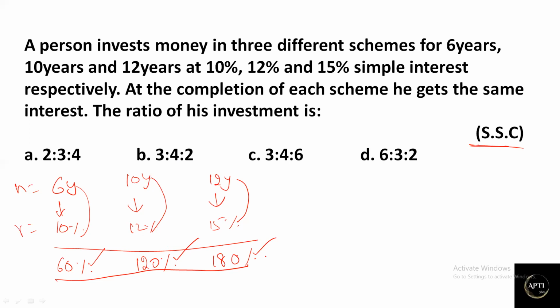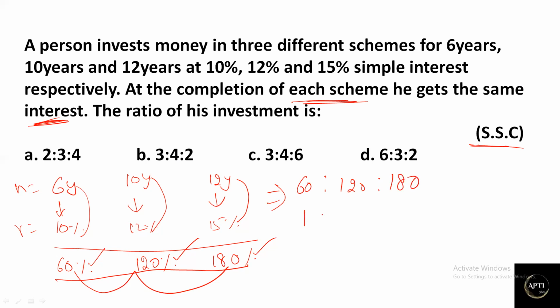But if you observe the question clearly, at the completion of each scheme he gets the same interest. Means after completion of the entire scheme, he should get the same interest. But here we are getting different simple interest, right? We need to make it equal. Just find the ratio of this interest. 60 is to 60 is to 120 is to 180.